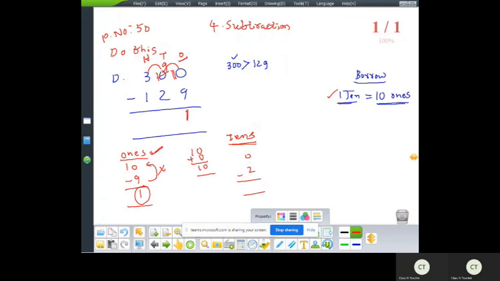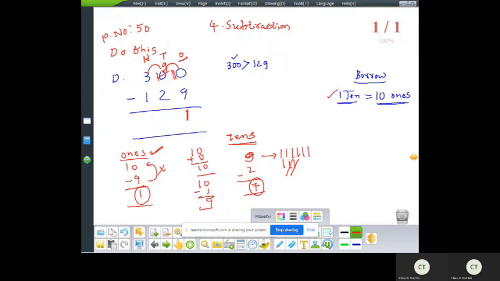10 minus 1 equal to 9. This is a 9. 9 minus 2 means, counting 1, 2, 3, 4, 5, 6, 7, 8, 9. From 9, we subtract 2, which means we cut 2 lines. 1, 2. After cutting 2 lines, the lines are 1, 2, 3, 4, 5, 6, 7. 9 minus 2 is equal to 7.